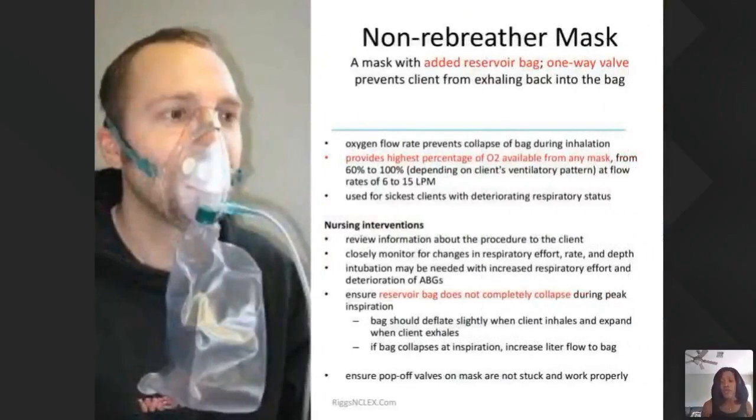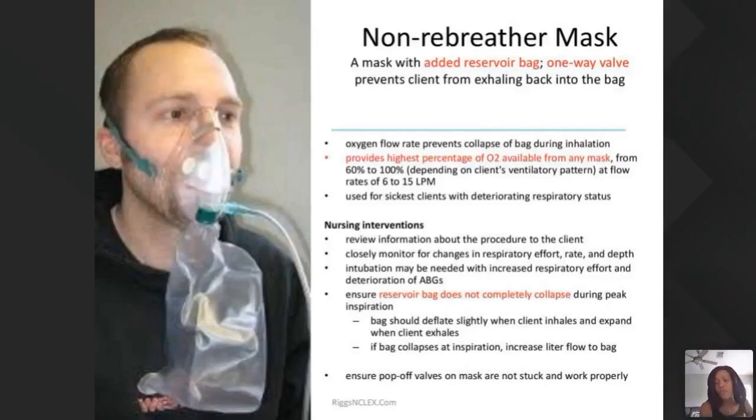Your non-rebreather is special. Your non-rebreather has that extra reservoir bag, you can see that, and it also has what we call a one-way valve. So when the patient breathes out, it doesn't go into the bag for them to rebreathe that air back. It prevents the client from exhaling back into the bag because it has that one-way valve. And that room air, like you see in the face mask, doesn't come back into this. The patient doesn't breathe that back. So this one has a very high concentration; no other mask gives you a greater percent of oxygen than a non-rebreather.